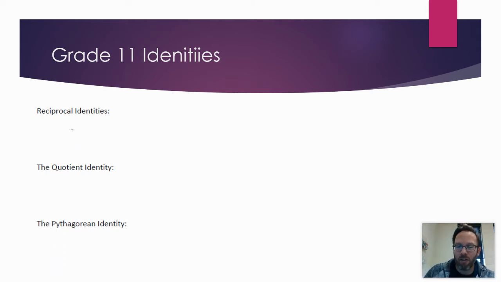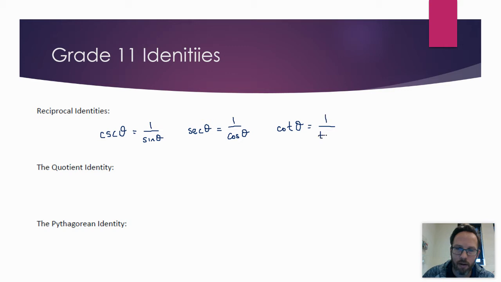It's just the definitions of our three reciprocal trigonometric ratios: cosecant theta is 1 over sine theta, secant theta is 1 over cosine theta, and cotangent theta is equal to 1 over tan theta. So these are expressions where the left and right are equal no matter what you plug in for theta, as long as it's not undefined.